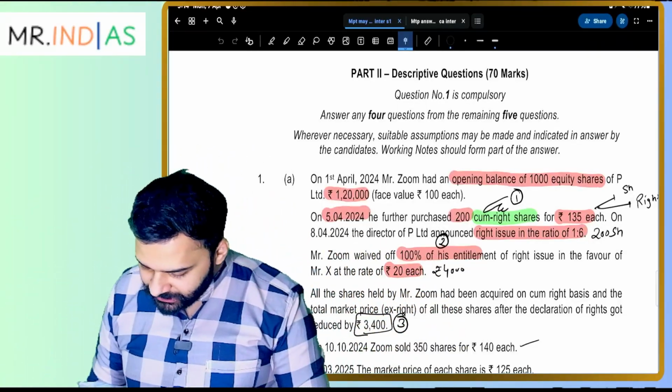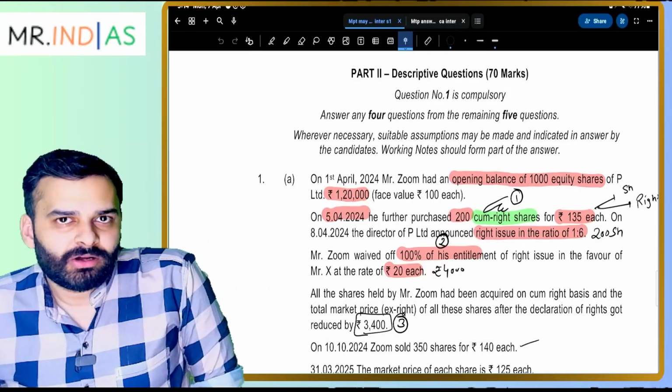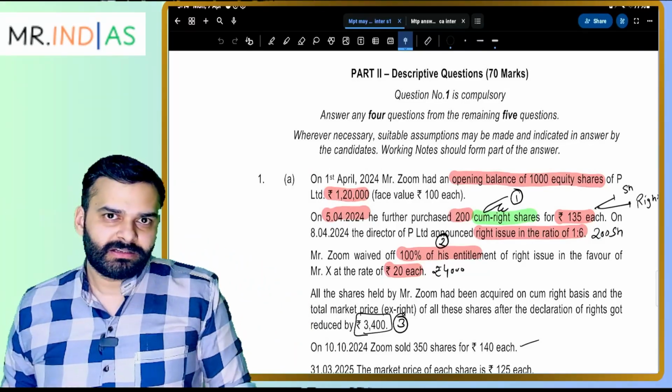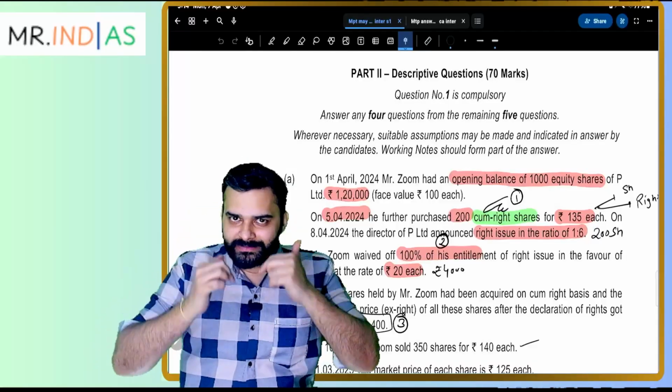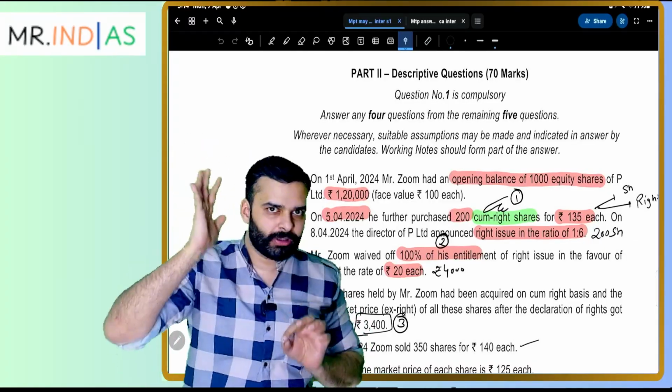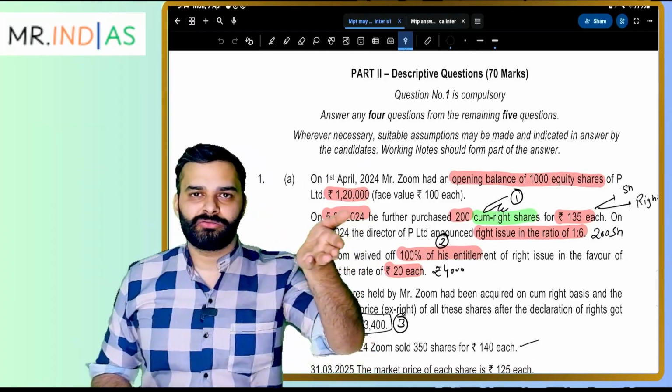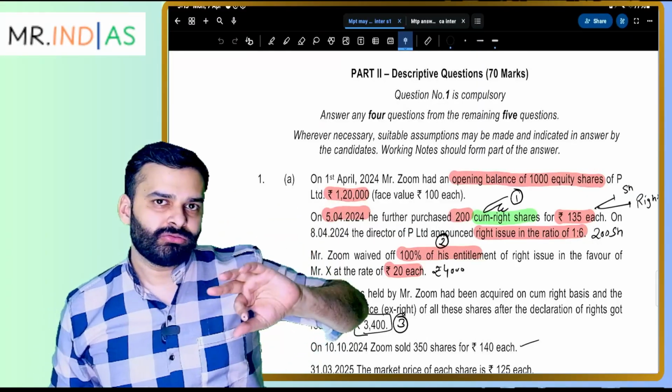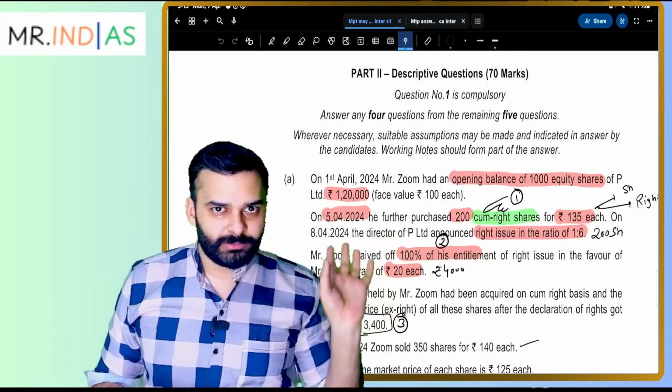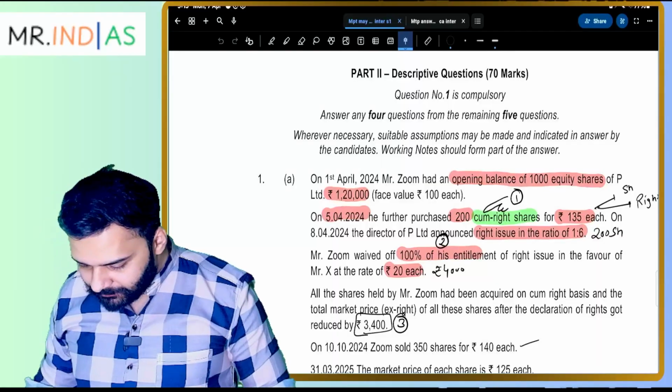The very first question is from Accounting Standard 13. Accounting Standard 13 is applied from the investor point of view, not from the issuer point of view. So if you had invested in shares of X Limited, then you apply Accounting Standard 13 in your books of account, right? So on 1st of April 24, Mr.